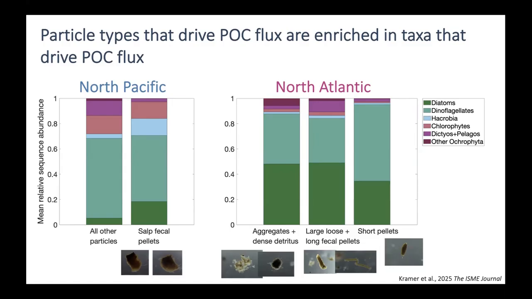What we notice is that the particle types contributing the most to POC flux, which were the salp fecal pellets in the North Pacific, and the aggregates, dense detritus, and large, loose, and long fecal pellets in the North Atlantic, were preferentially enriched in the taxa that we found to be predictive for driving POC flux. So we see relatively higher concentrations of diatoms and Hecrobia in the specific particle types that we know were most important for carbon export in these ecosystems.